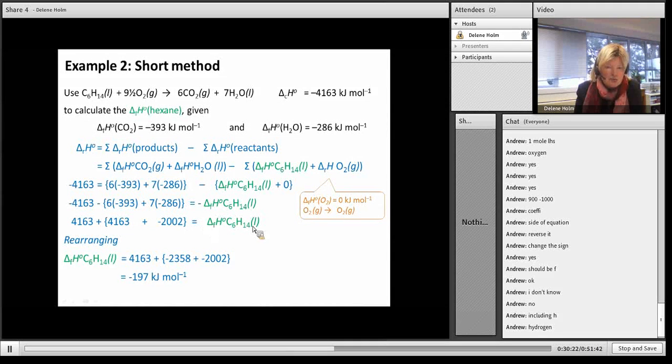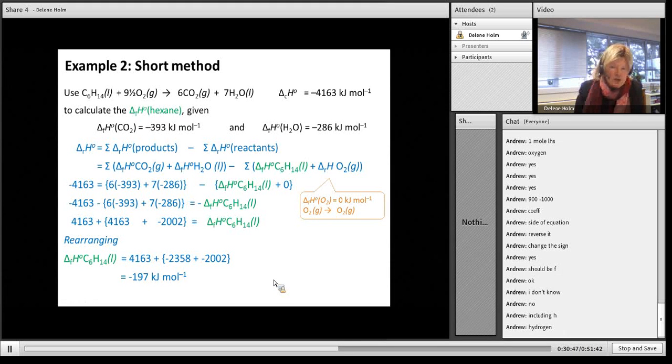And now I'm just rearranging so that appears on the left-hand side of the equation. So it's straightforward sort of algebra maths. And I say 4163 plus 41. I made a mistake. Sorry, that should have been 2358. My apologies, 2358 plus negative 2002, and I should get to the same answer.